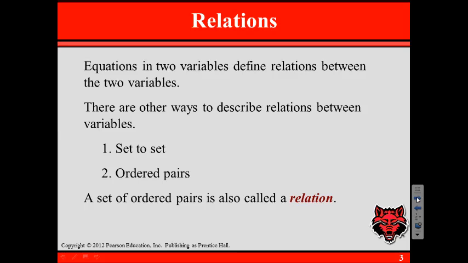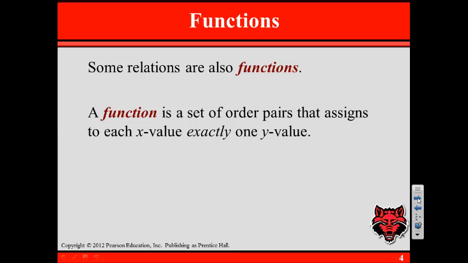We could say set to set, so one set of numbers to another set of numbers, or ordered pairs where we have an x coordinate and a y coordinate. And we would say a set of ordered pairs is also called a relation. It relates the first coordinate to the second coordinate. Some relations are also functions. A function is a set of ordered pairs that assigns each x value to exactly one y value.